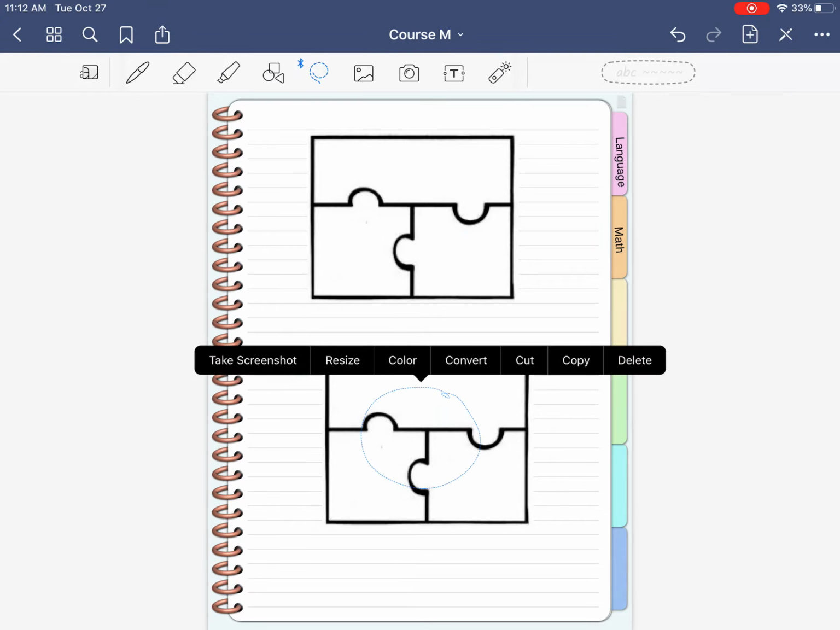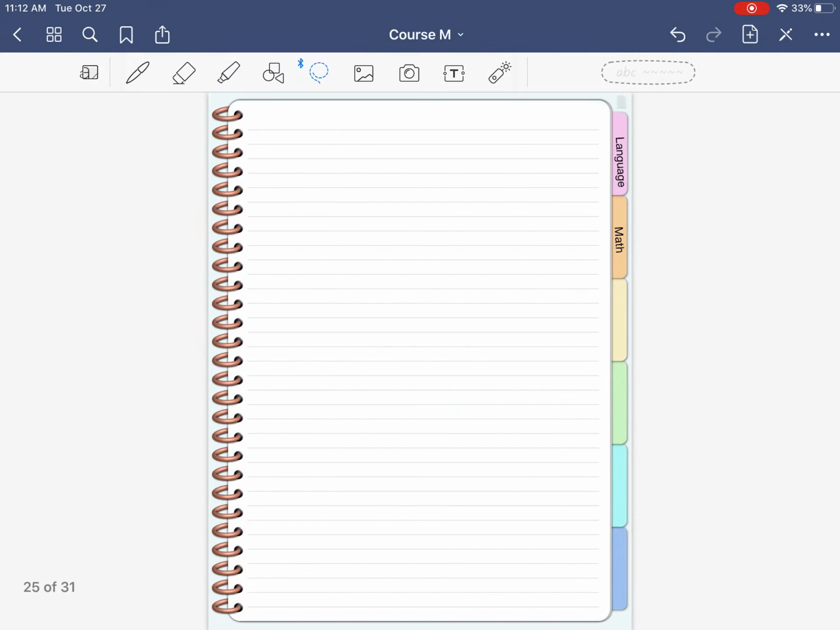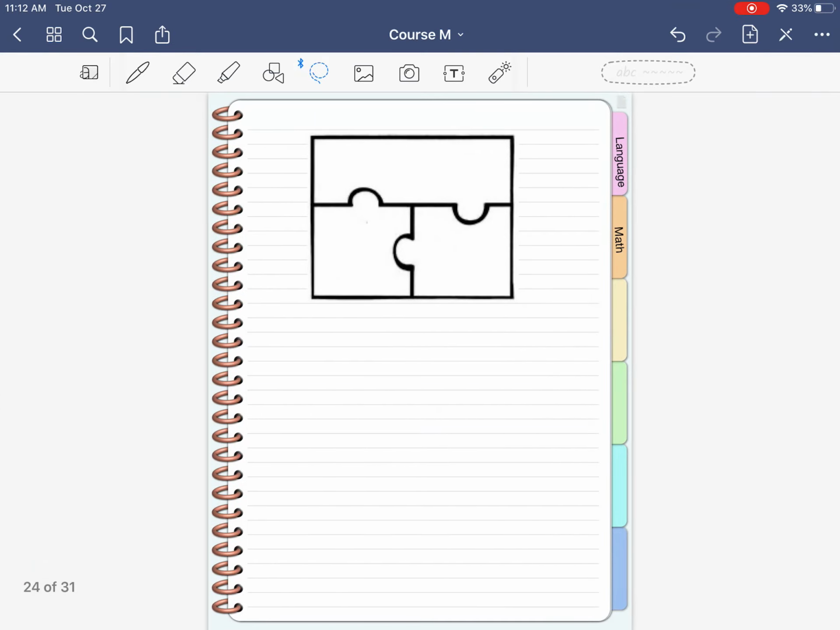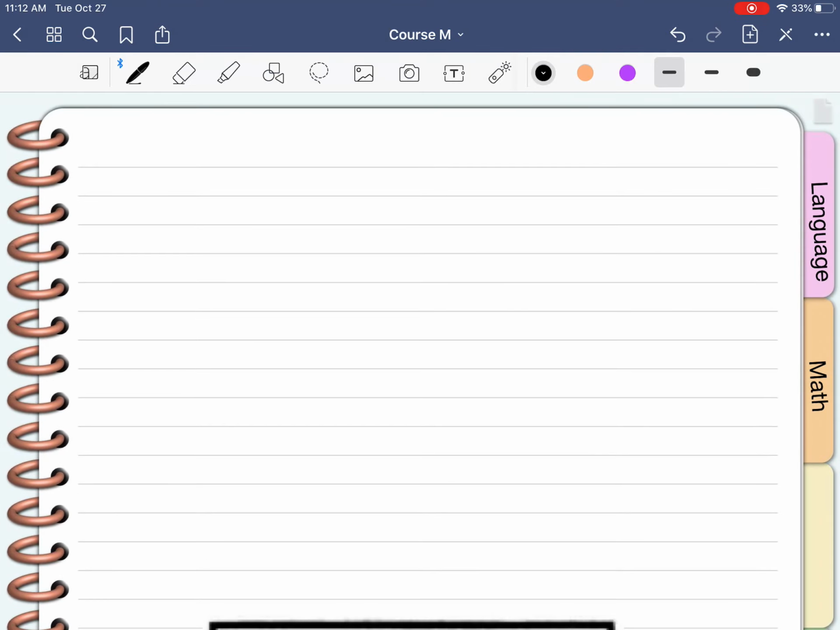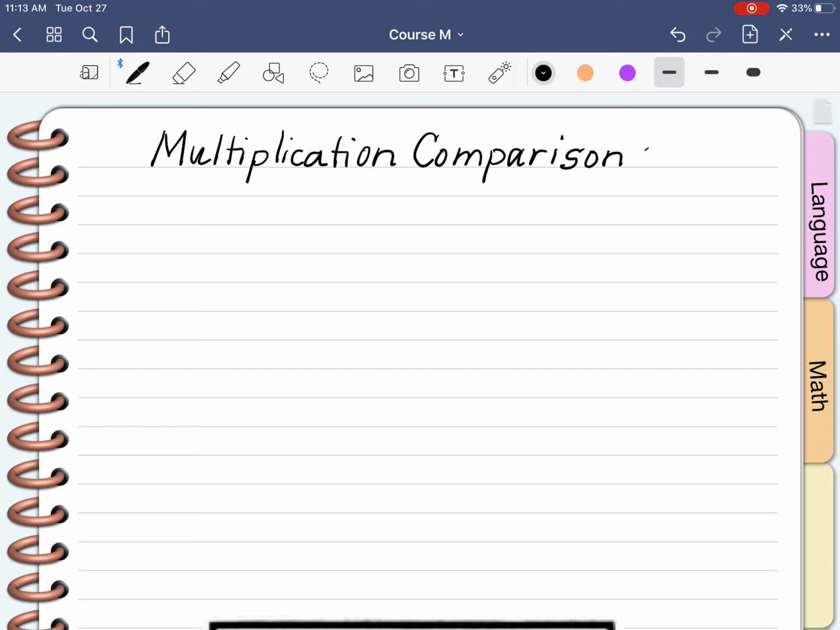And I'm going to actually move one of mine out of the way. I'll just put it on the next page for a minute so that I can work with just one at a time. So let's first of all give our page a title like we always do. And this one is called Multiplication Comparisons.